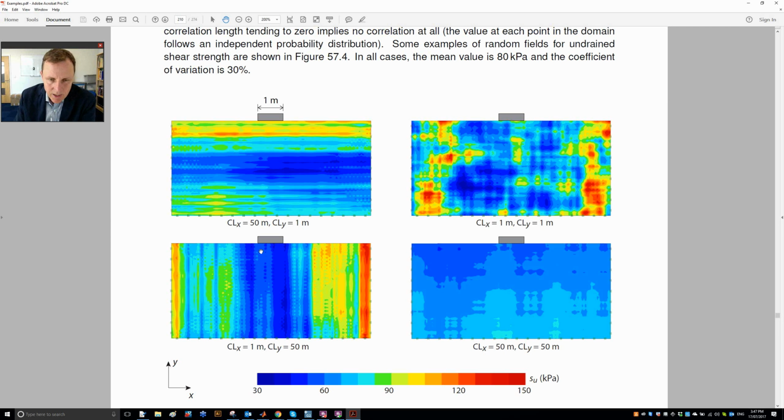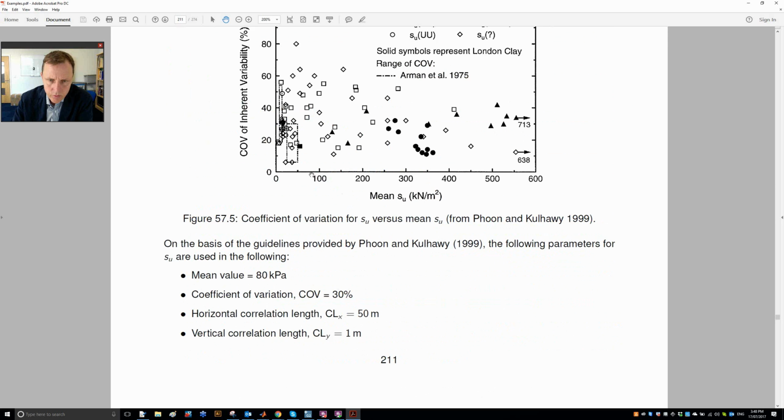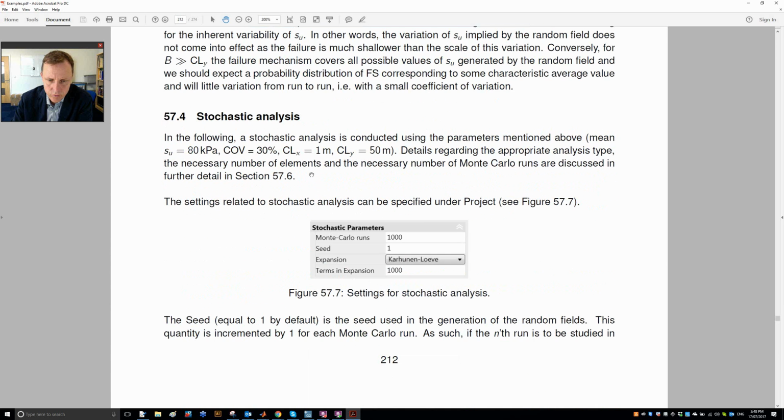So I would say, and that's what's been kind of, I wouldn't say verified very rigorously experimentally or through site investigation, but if you're to believe the literature, these numbers are fairly typical. So a much larger correlation length horizontally than vertically, leading to this kind of layering. This is from the manual, and I would advise you to go through that.